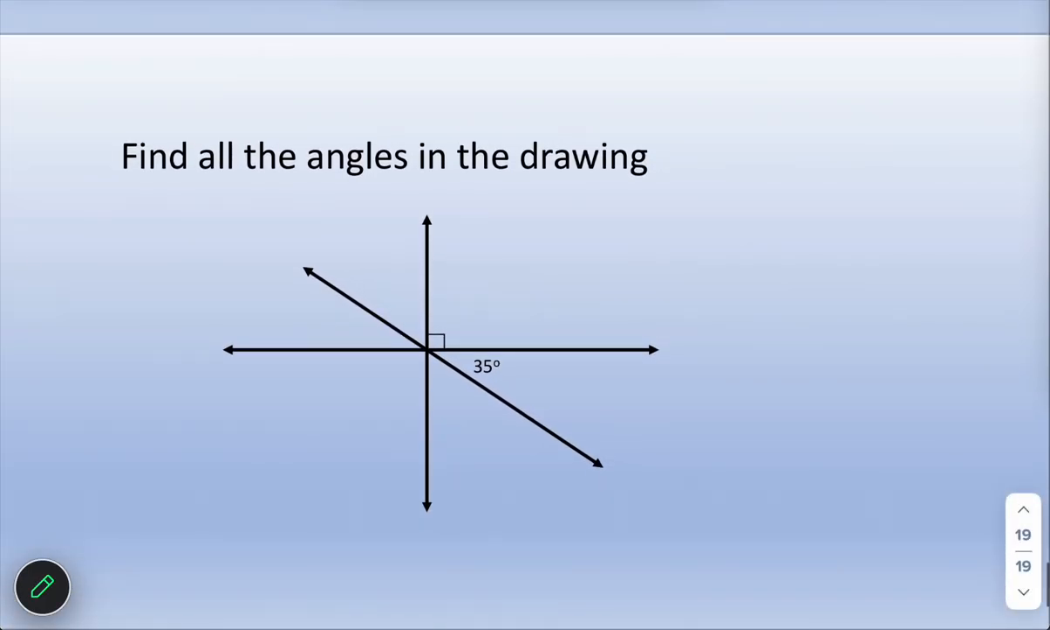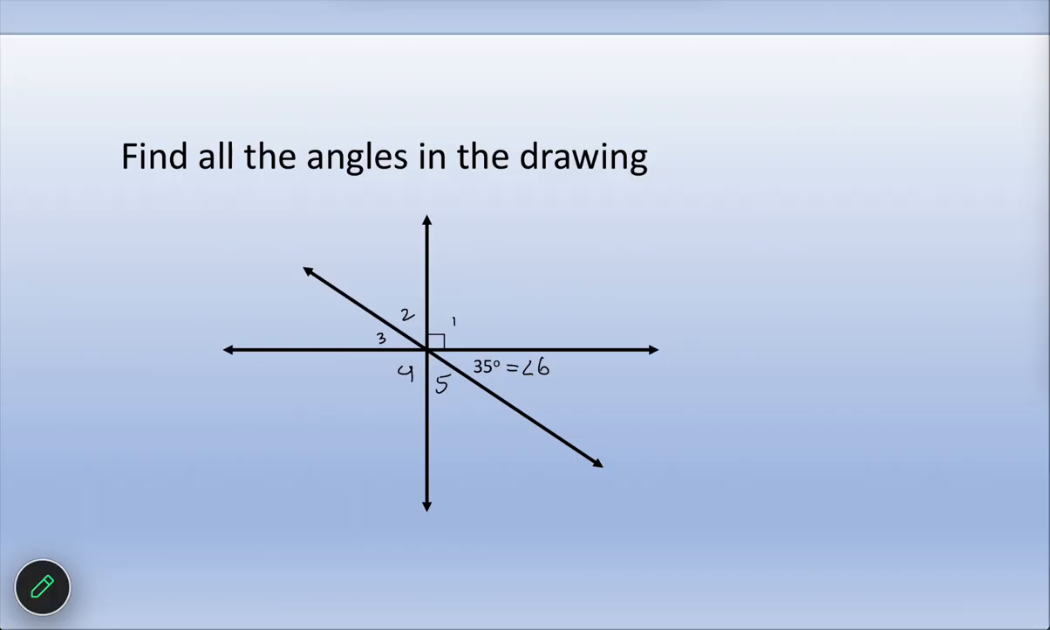Now, our last example for today is we are given these lines and one angle and a 90-degree mark. We need to find all the angles in the picture. Now, I'm going to call this angle 1, angle 2, angle 3, angle 4, and angle 5. And I'll say that this one was angle 6. Okay, it will just help us keep track of things.